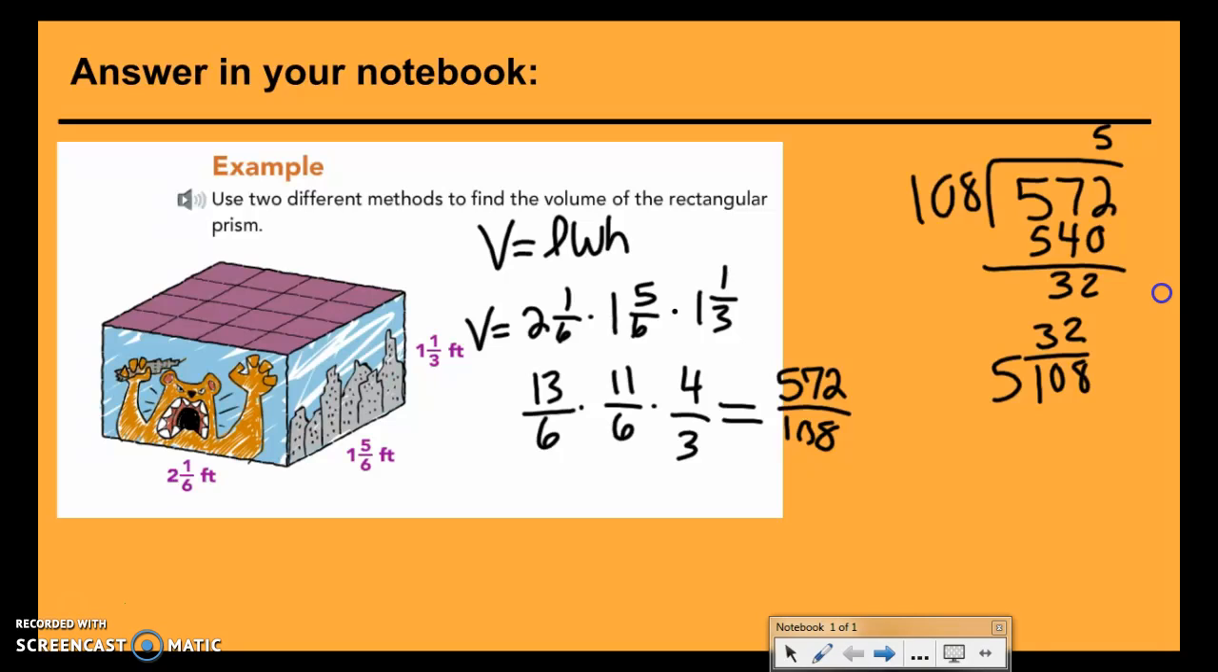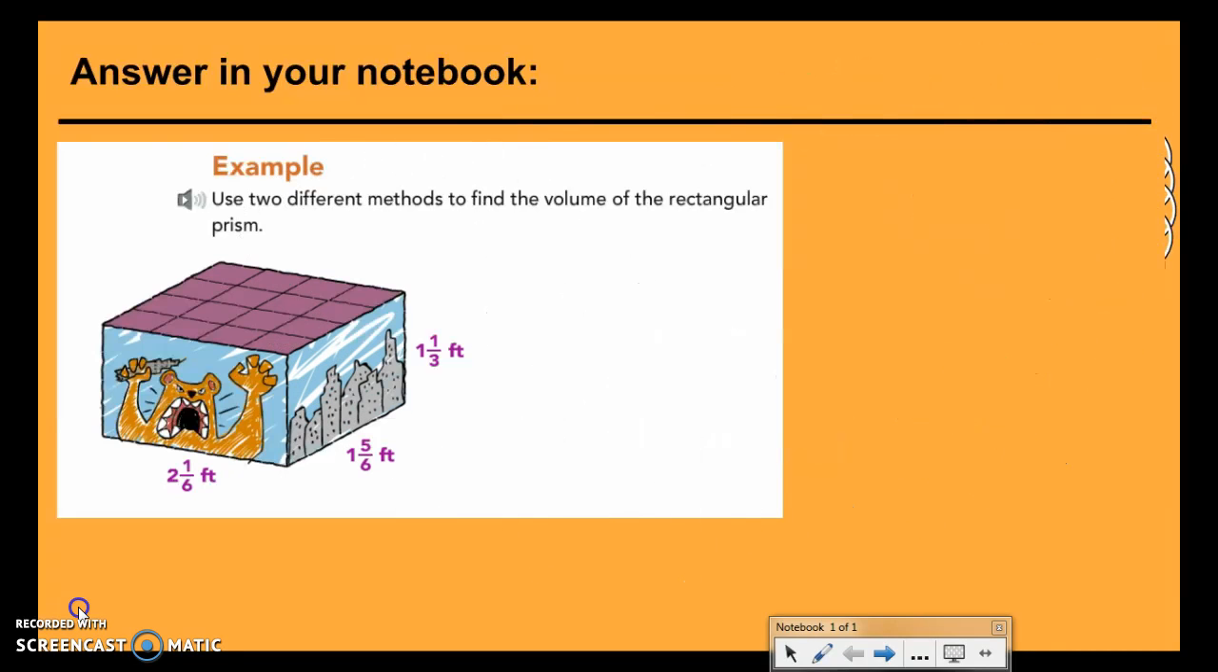Now, 32 and 108 can be reduced. 4 can go into both those numbers. 32 divided by 4 gives us 8. 108 divided by 4 gives us 27. So our answer is going to be 5 and 8/27. Now don't forget to include your unit of measurement. We are talking about feet, so it's going to be feet cubed. If you got 5 and 8/27 feet cubed, you got it right.